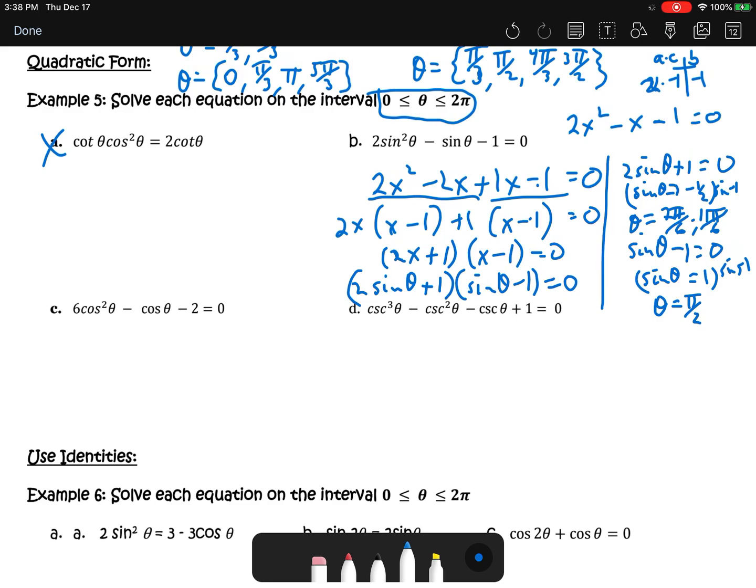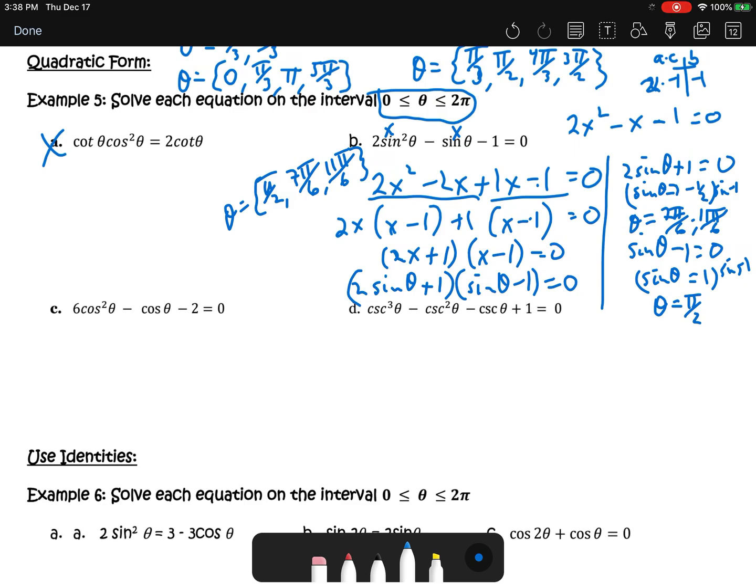So your answers then, I'm running out of room, are pi over 2, 7 pi over 6, and 11 pi over 6. Whew, that's some heady stuff there. Now, you do not have to convert it to x's. You could have done the same thing with theta, or sine theta, if that would have been easier for you. But a lot of people like just putting x there before we factor.